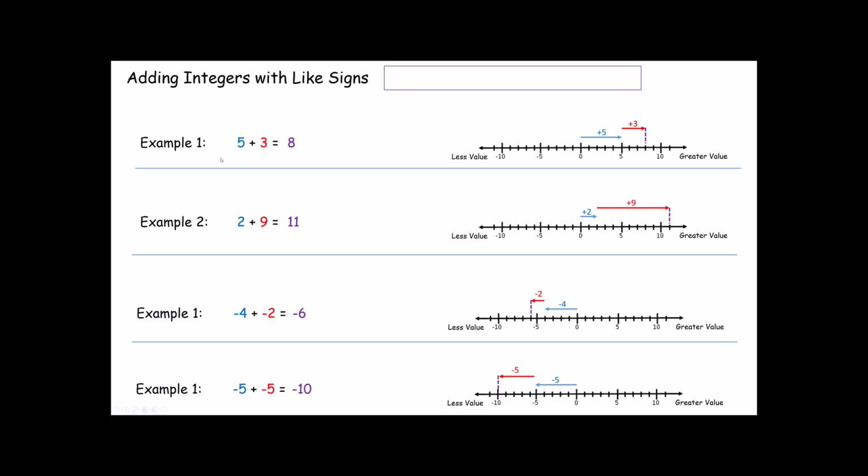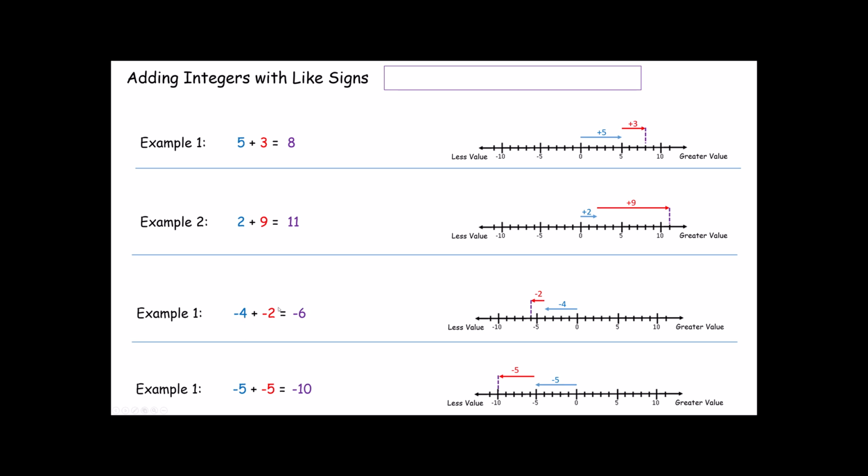I want you to look at these 4 examples together. Notice my examples are misnumbered. Don't let that throw you off. It really is just a typo. I'll fix that later. Notice 5 plus 3 equals 8, 2 plus 9 equals 11. We're really good at this. But notice what happens with negatives. -4 and -2 is equal to -6. -5 and -5 is equal to -10.